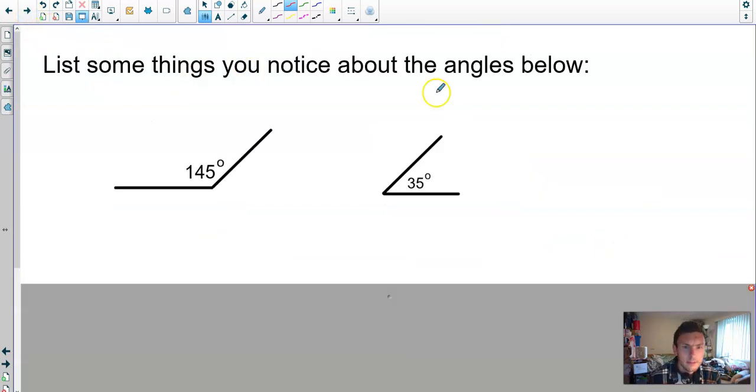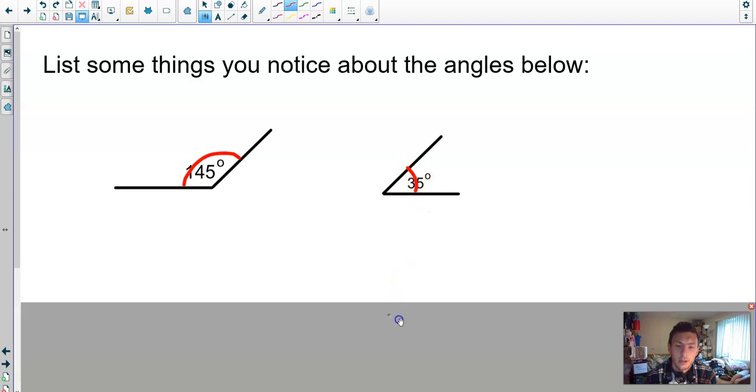Alright, so here's some angles. You can see that this angle, the space between them, is 145 degrees, and I can draw a little angle marker on it, like this. You can see it's a pretty big angle, whereas this is a 35 degree angle. The space in between these two lines is only 35 degrees. So I can draw that little angle. You can see it's a little tiny arc. I like drawing these arcs because it tells me how big or small the angles are.